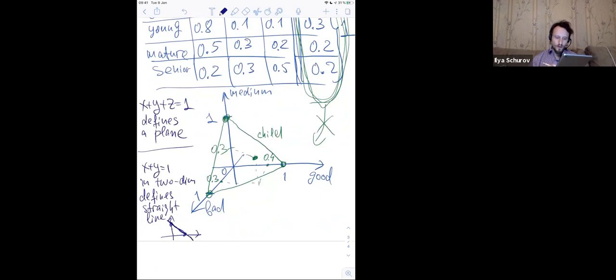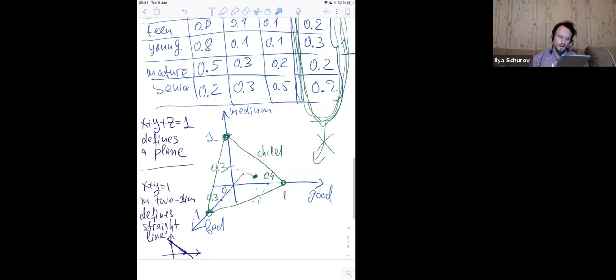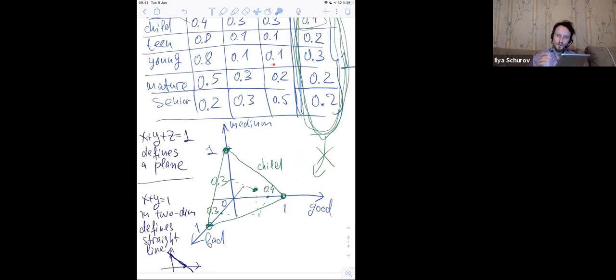And in the same way, in three-dimensional space, this relation defines a plane that contains these three points, and this triangle. And our values here are just proportions, so they are all positive. So out of this plane, we just have this triangle, because we have to consider an intersection of this plane with the part of the space where all coordinates are positive. So all our points live on this triangle.